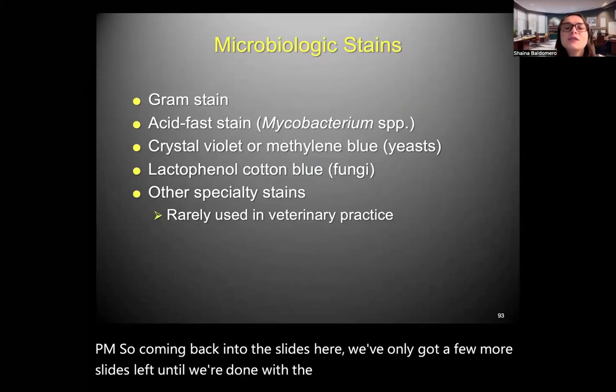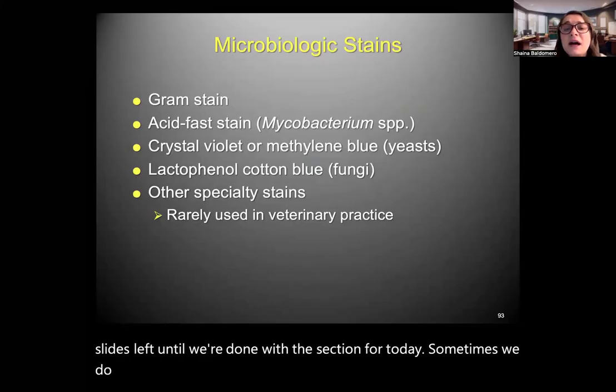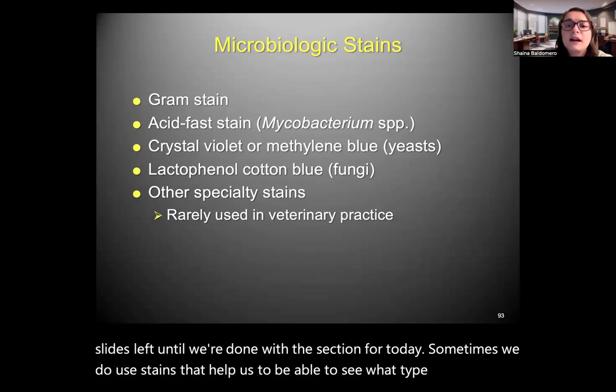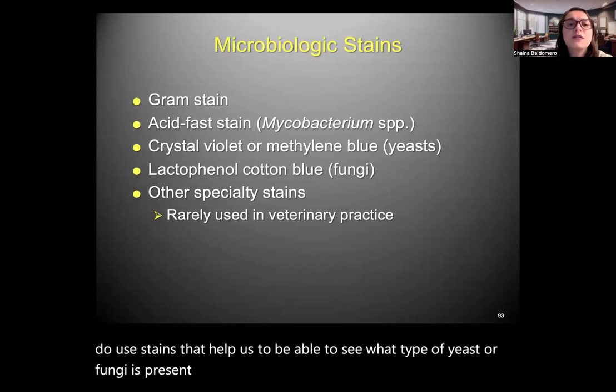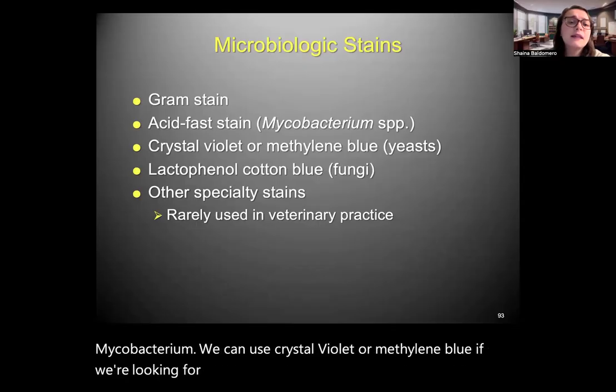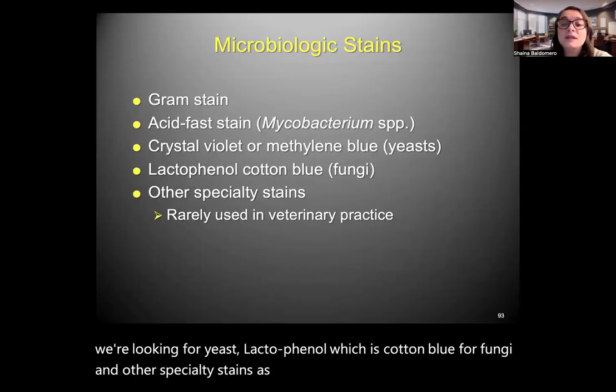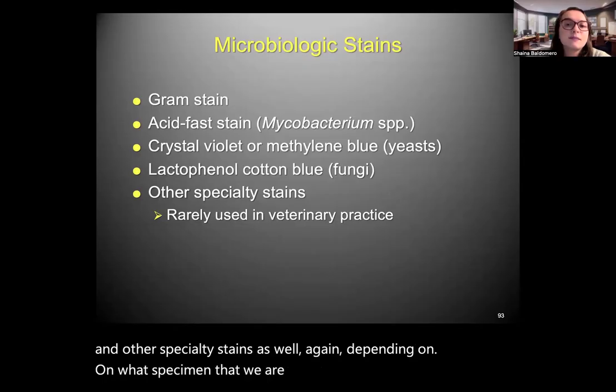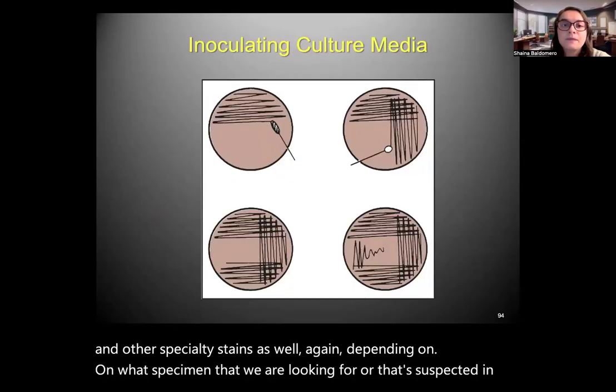Sometimes we do use stains that help us to be able to see what type of yeast or fungi is present. For example, we could use acid-fast stains for Mycobacterium. We can use crystal violet or methylene blue if we're looking for yeast, lactophenol cotton blue for fungi, and other specialty stains as well, depending on what specimen is suspected in that sample.